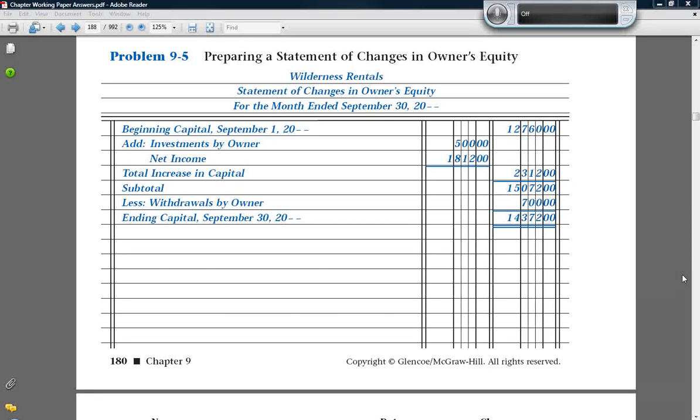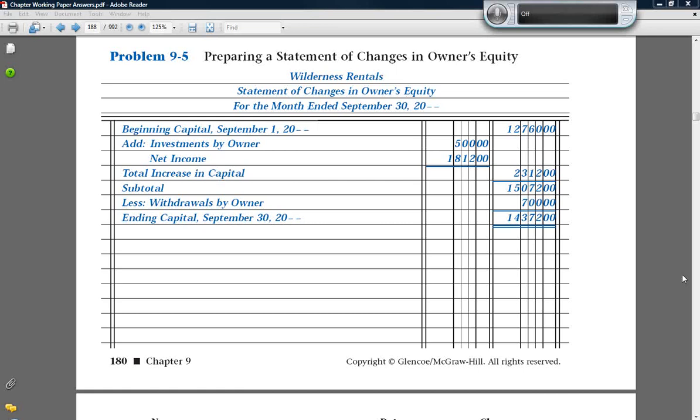We start with beginning capital. If you look on your worksheet, the beginning capital is $12,760. Remember, you have to back out the $500 investment from the owner. So the $12,760 is less the $500 investment by the owner, because we're going to add that back in. So we can either add or subtract the owner's equity. We're adding the investment, we're adding net income. Because we have two, we'll put them in the first column, and that is the increase in our capital.